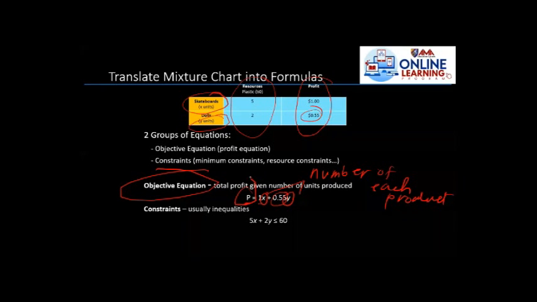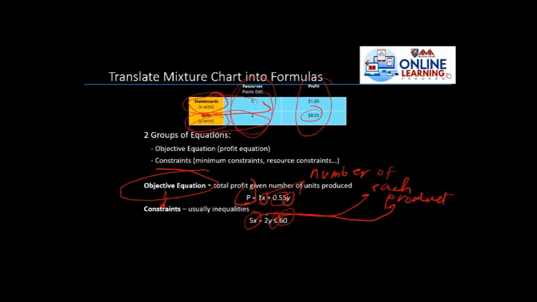Next is constraints equation. Naka-base siya sa resources. So 5 times X units, so 5 units ang kailangan to create a skateboard, plus 2 times Y units is less than or equal to 60. Bakit ganito ang inequality ginamit? Kasi kung magsasubstitute tayo ng number of each product dito na na-produce, so dapat yung X dito sa objective equation and constraint is the same.